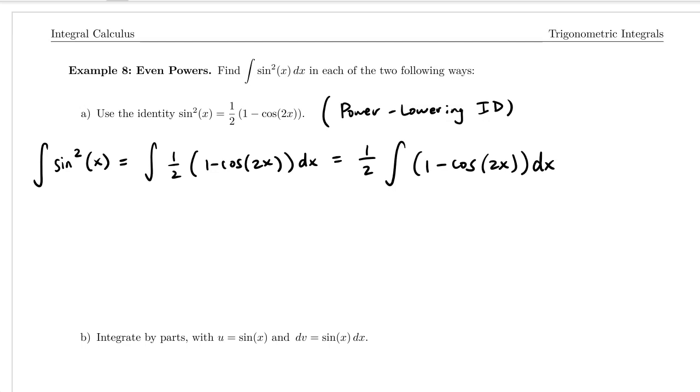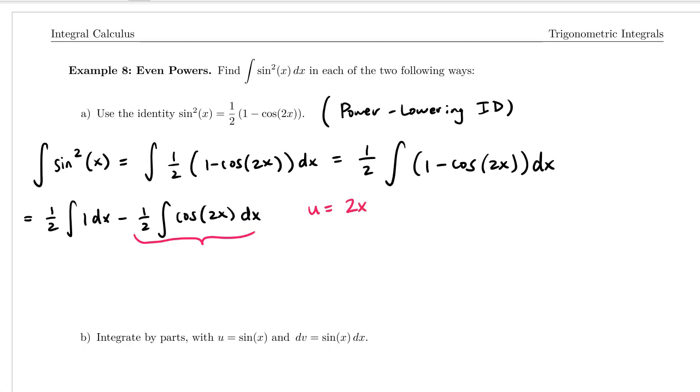Now what I want to do is break this apart into two different integrals using integral properties. Now on this second integral, I'm going to go ahead and use u substitution. I'm going to set u equal to 2x. du is going to equal 2 times dx, and then we get 1/2 du is equal to dx.